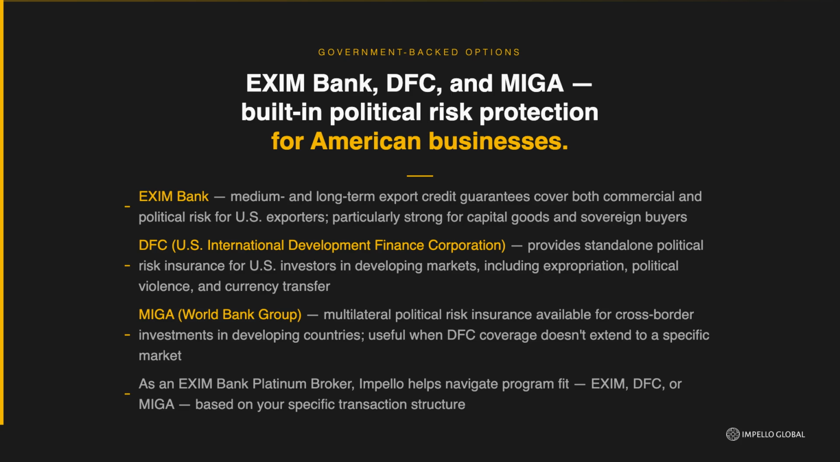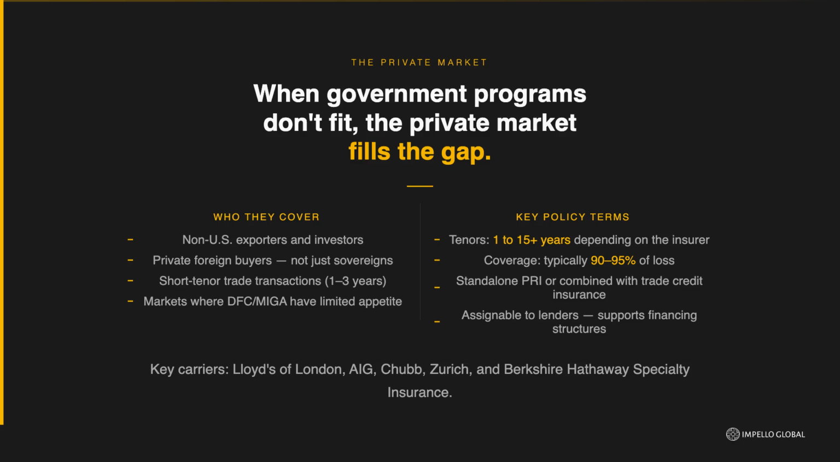When government programs don't fit, because the business is not U.S.-based, the buyer is private rather than sovereign, or the tenor is too short for EXIM Bank to be involved, the private insurance market steps in. Lloyd's of London syndicates are the largest source of private political risk capacity globally, and carriers like AIG, Chubb, Zurich, and Berkshire Hathaway Specialty Insurance are also active in this space.